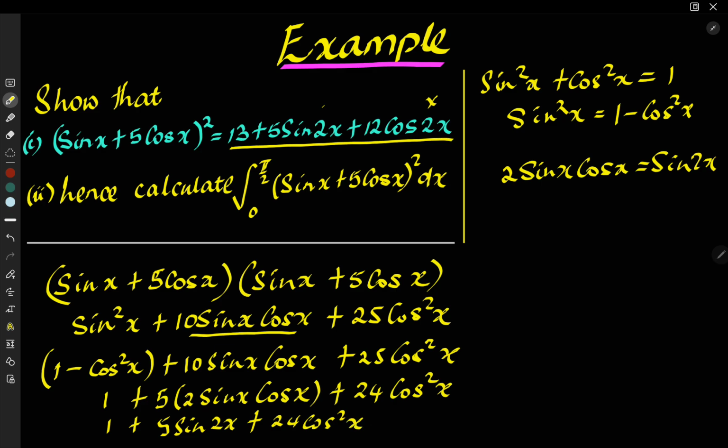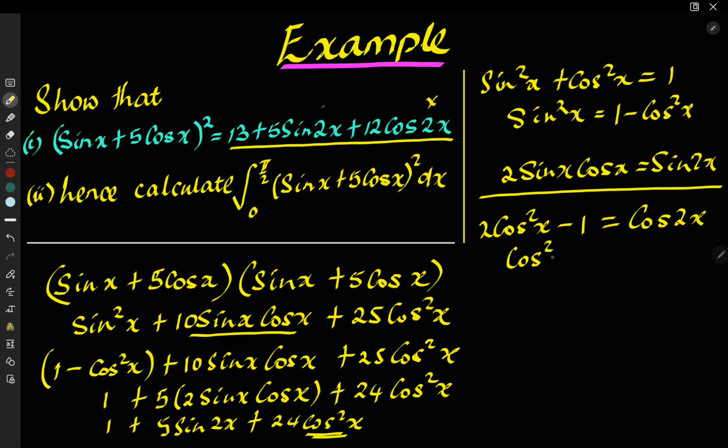The last thing that we need to convert is this cos squared, because we want to get a cos 2x. To do that, we use the double angle identity for cos, which states that 2 cos squared x minus 1 is equal to cos 2x. Remember this. Then we make cos squared the subject, because it is the cos squared that we want to convert. Therefore, cos squared x will be equal to a half cos 2x, then plus a half.